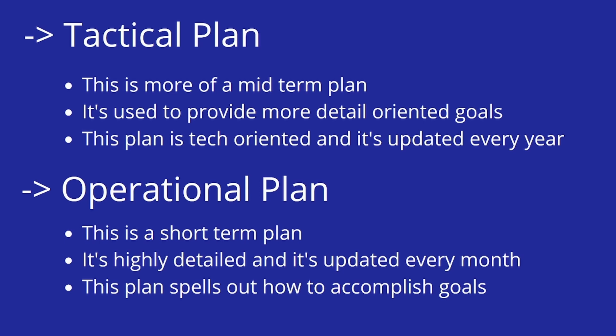And then there's the operational plan. This is a short-term plan. It's highly detailed and it's updated every month. This plan spells out how to accomplish goals. Operational plan is very detailed. It consists of specific guidelines on what has to be done.